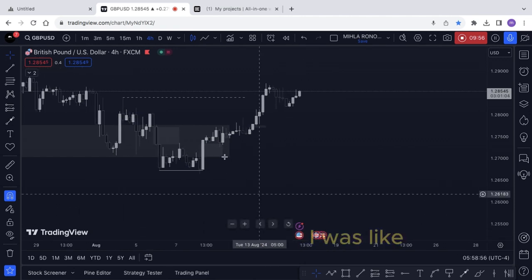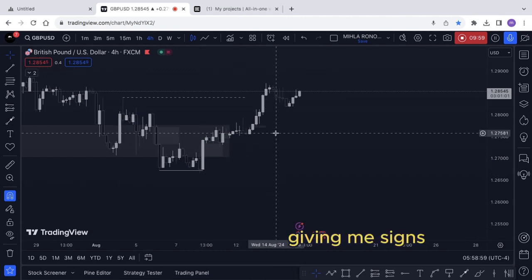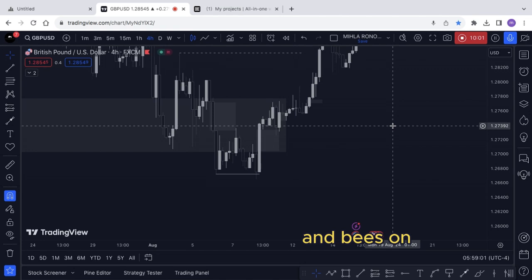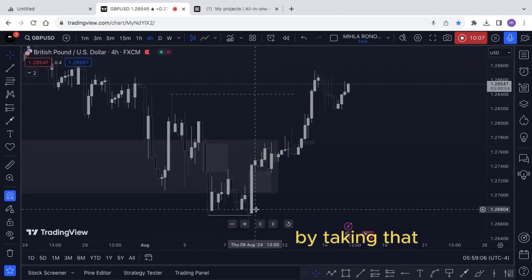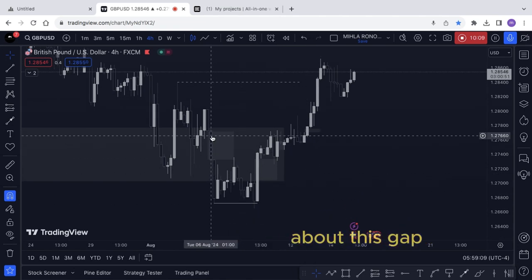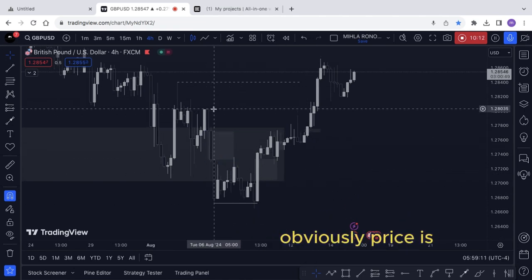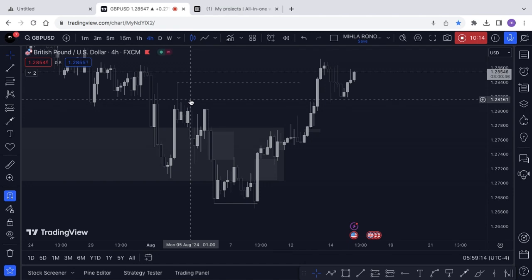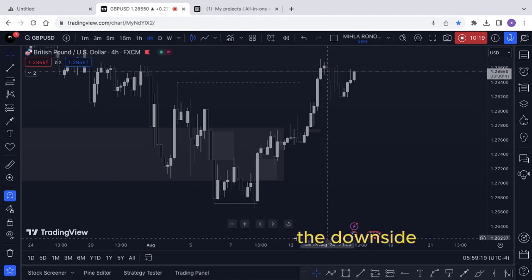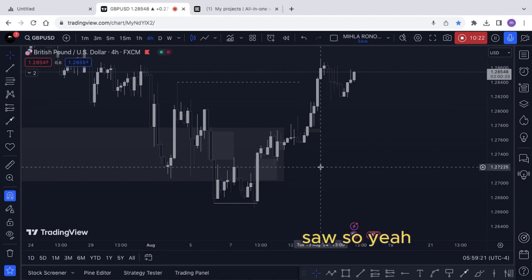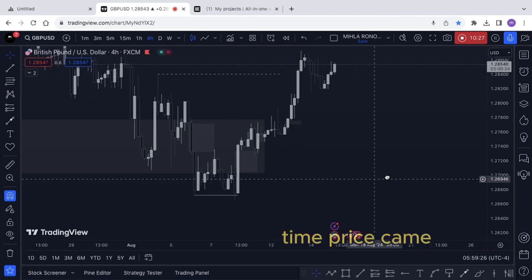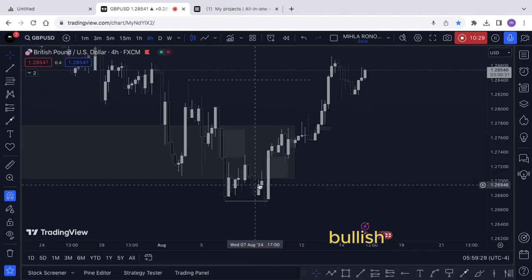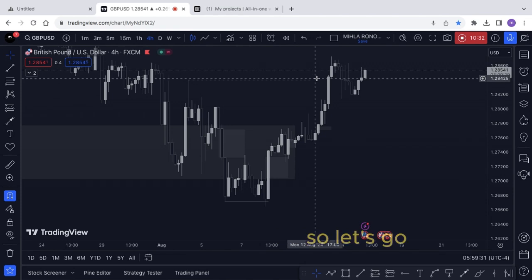Immediately when price did this fair value gap, I was like, price is now giving me signs of going higher, and these were my targets, because I knew this one had already done its job by taking that low. It means there's liquidity above this gap and here, and obviously, these highs, come on, they weren't going to take price to the downside. That's what I saw. After that, the PPI trade was around here. By the time price came here, price was already bullish for me and had a clear target.